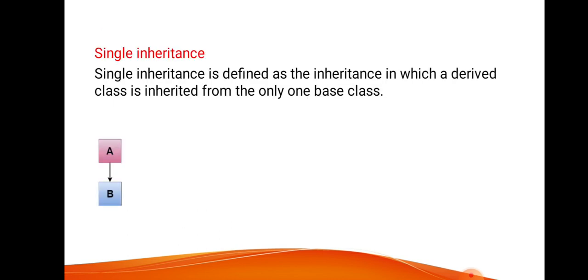The first type of inheritance is single inheritance. Single inheritance is defined as the inheritance in which a derived class is inherited from only one base class. It means there is only one base class, and from that base class we can derive a single class. Here A is a base class, and from A we derive the next class.